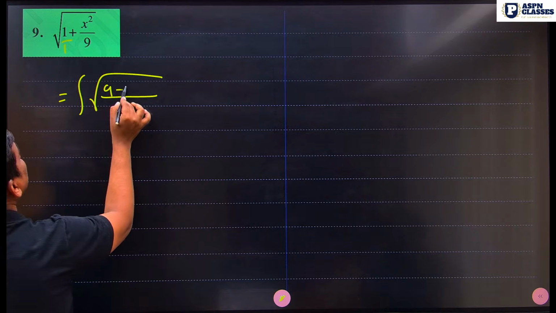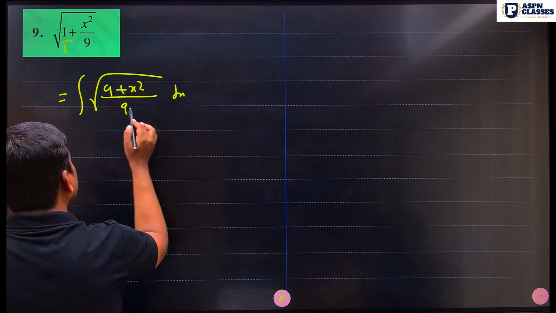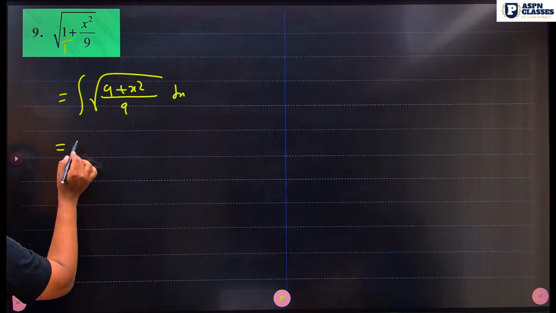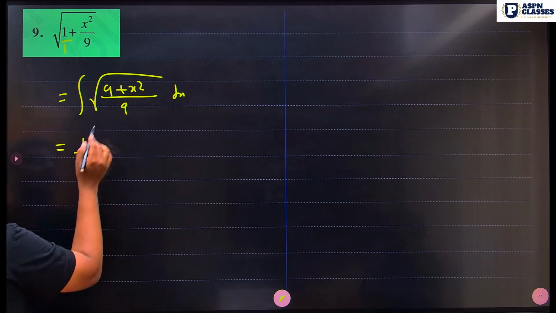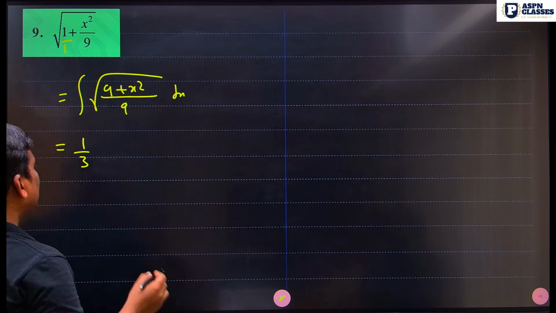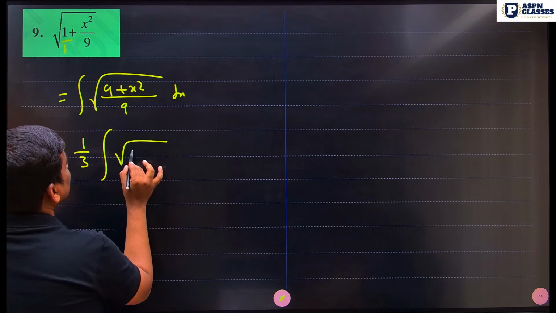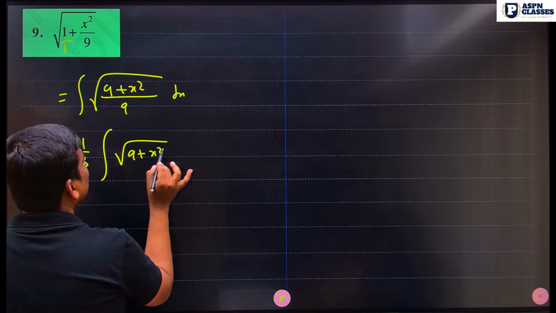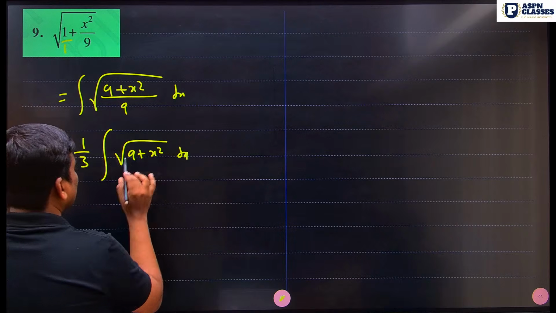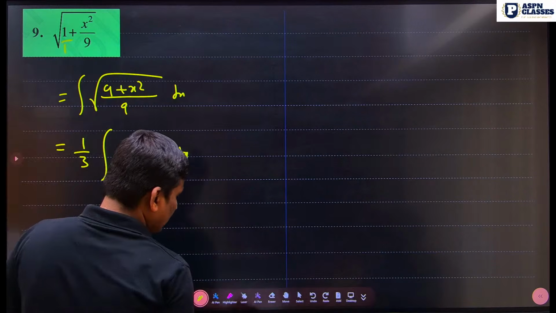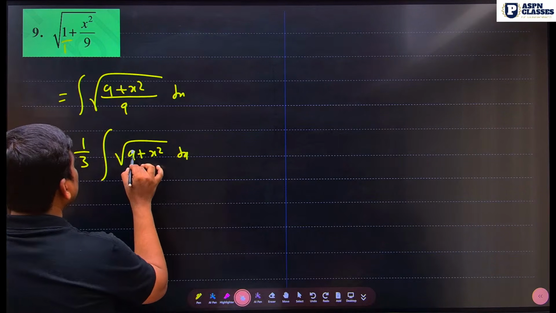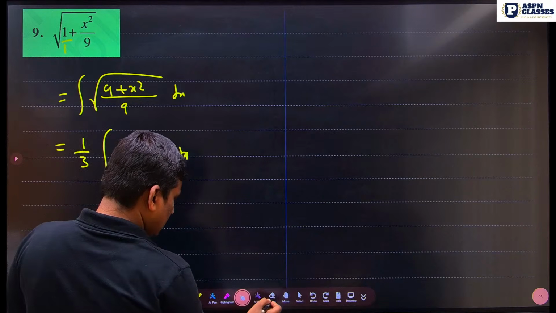So you write 9 plus x square dx. I'm going to shift outside the root, it means there is a 1 by 3. Square root of 9, what is the answer? 3, no? So I'm going to take it outside because it is a constant. What is the remaining answer? 9 plus x square dx. 9 you can also write here as 3 square only. This result I'm going to write as 3 square.